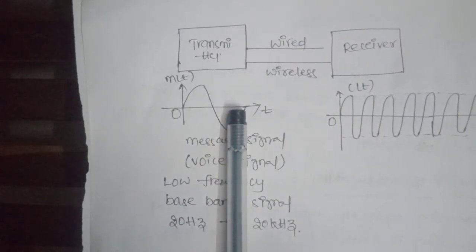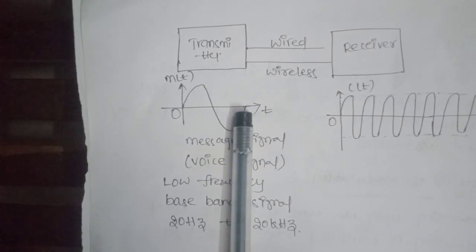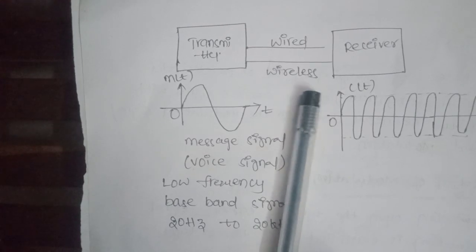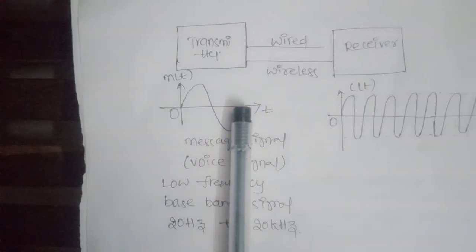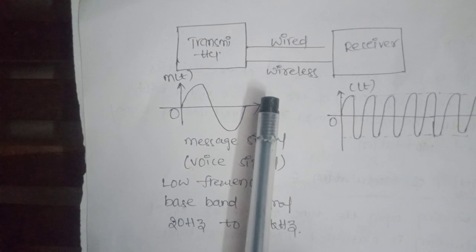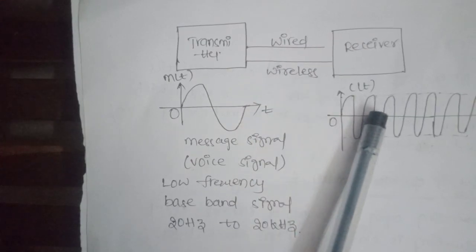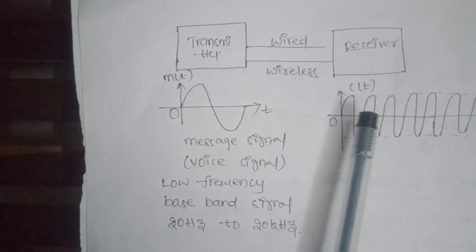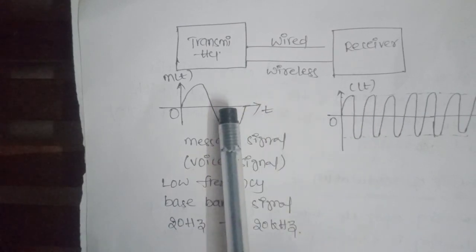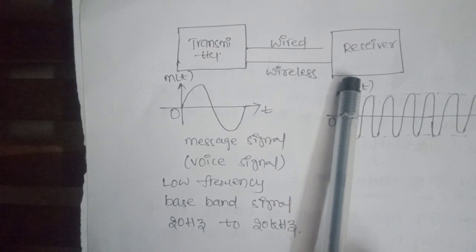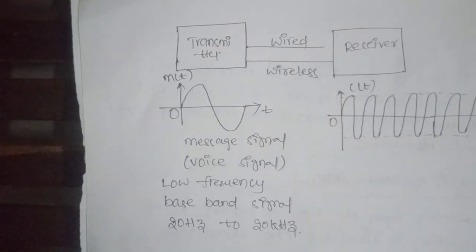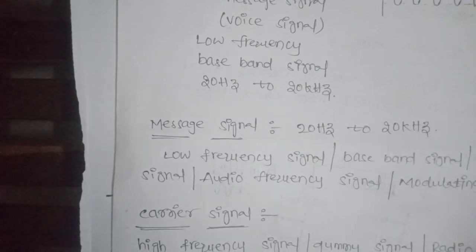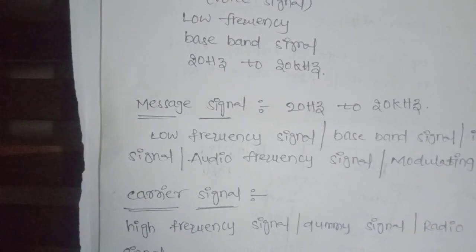Here the message signal is a very low frequency signal that may not transmit for longer distances. To transmit this message signal for longer distances, we use the carrier signal. That carrier signal is a high frequency signal that is used just to carry our message signal towards the receiver. Here we have some terms: message signal, carrier signal, modulated signal, demodulated signal.